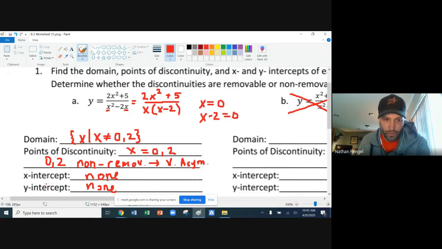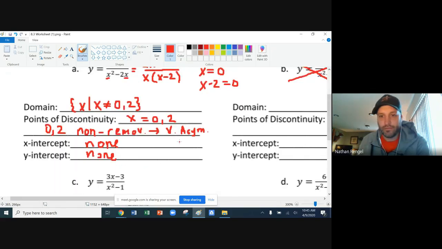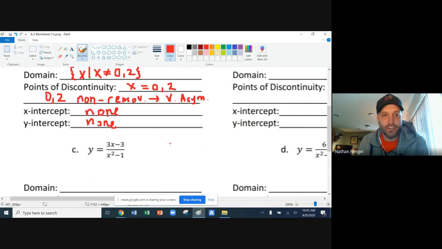You could also do the x and y intercept just knowing how asymptotes work. So we know that 0 is an asymptote, so that means the y-axis is never going to be touched. And since your degrees are the same, you have that horizontal asymptote at 2, which means that your x-axis also will never be touched. So we're skipping B, we'll head down to look at C.